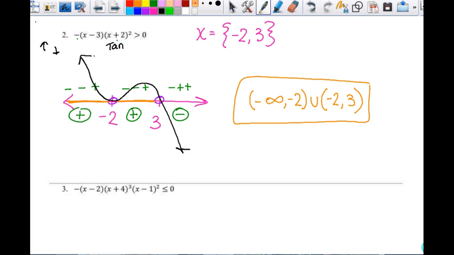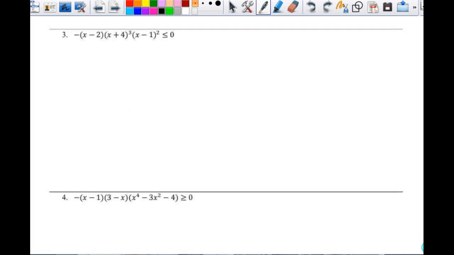Because if I get the graph, well, you wouldn't need a chart, right? Because you can see where it's negative and positive. All right, everybody good? Any questions? All right, let's look at number 3.